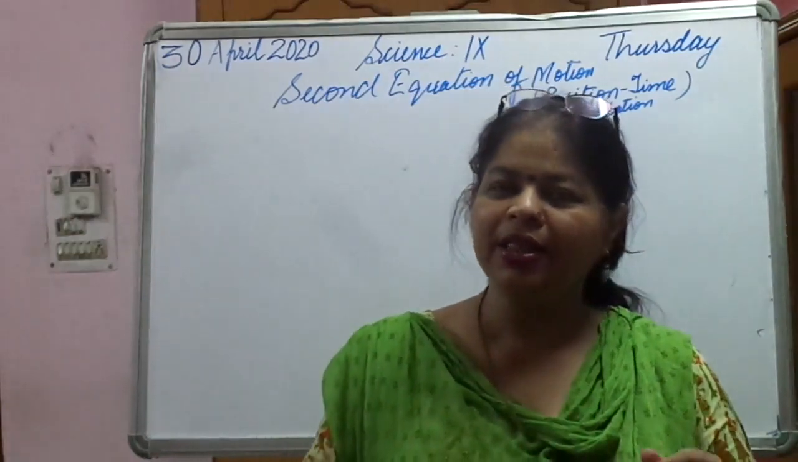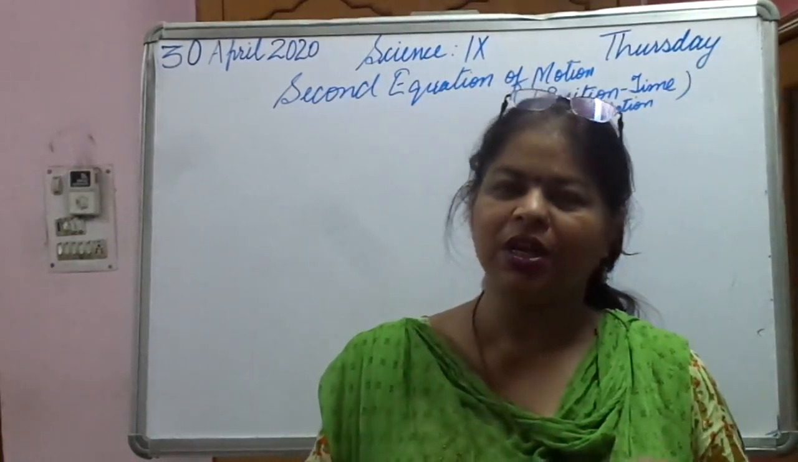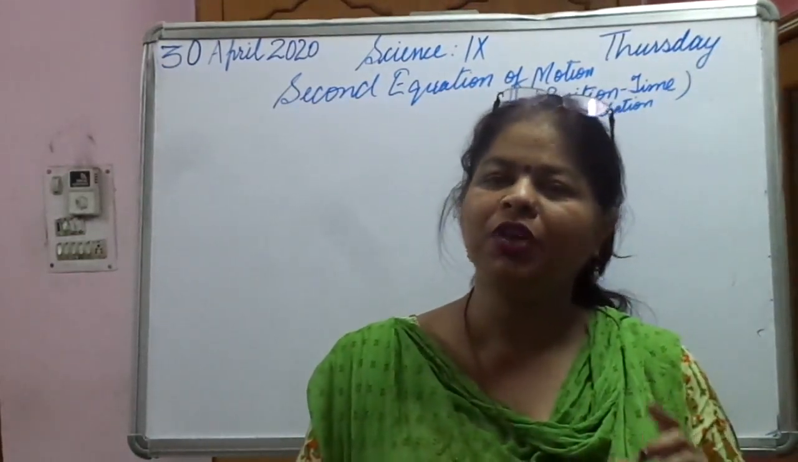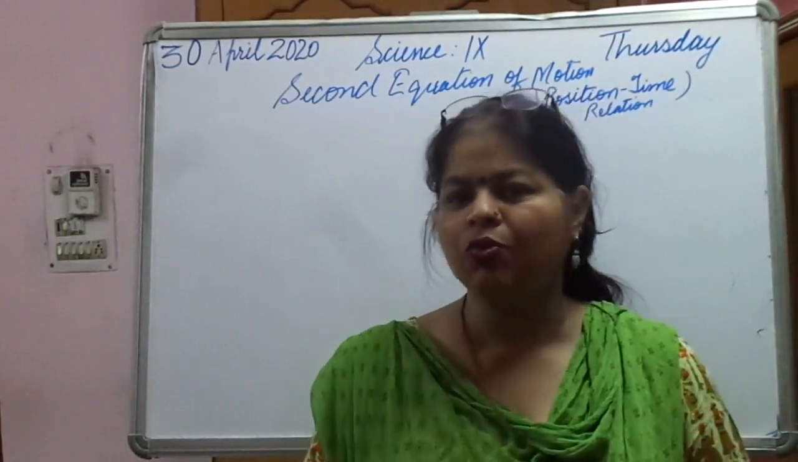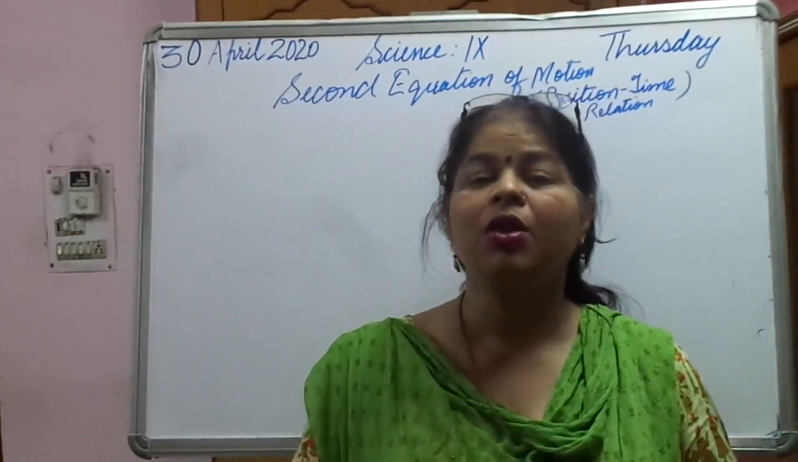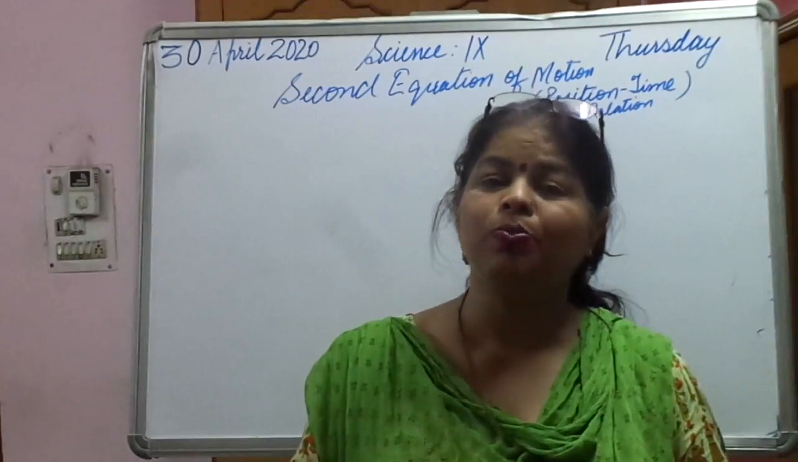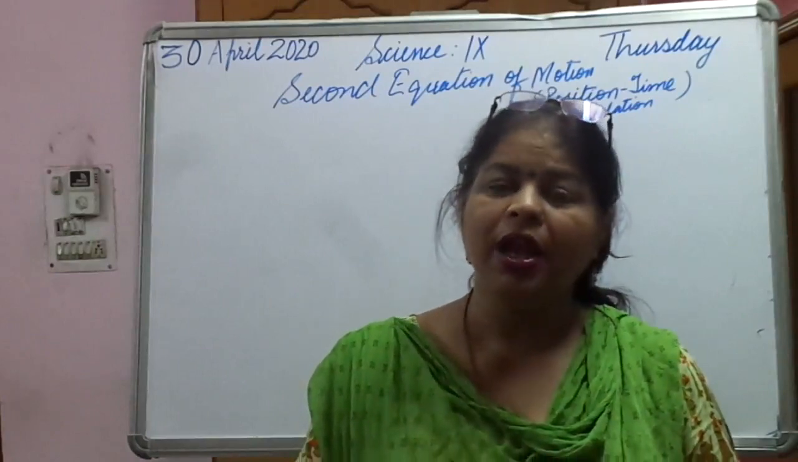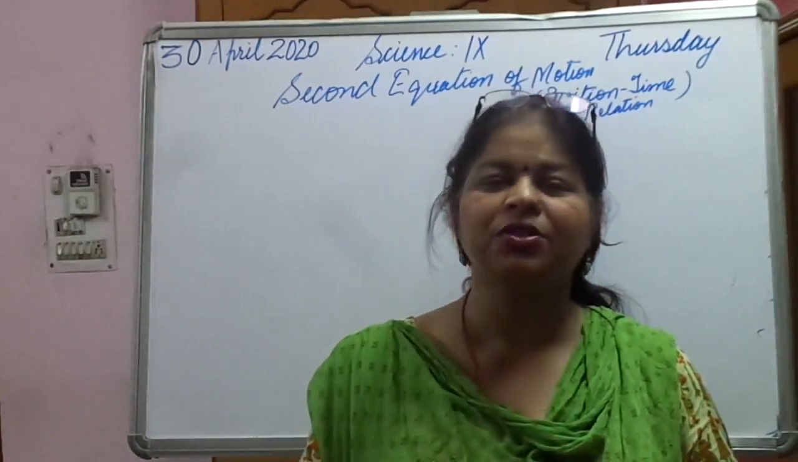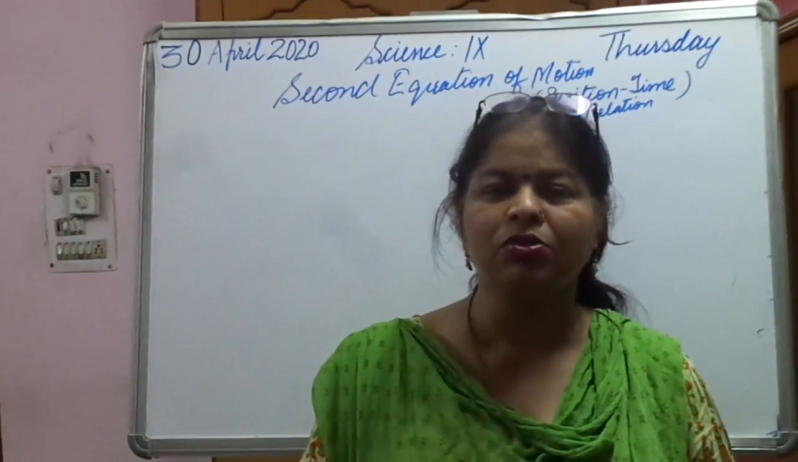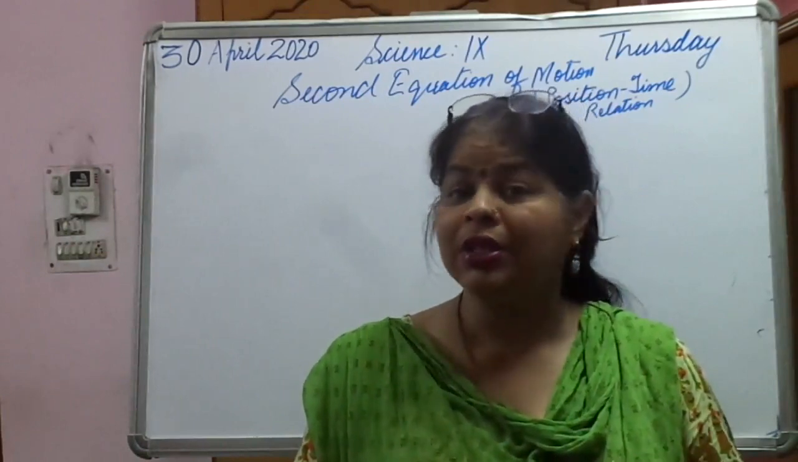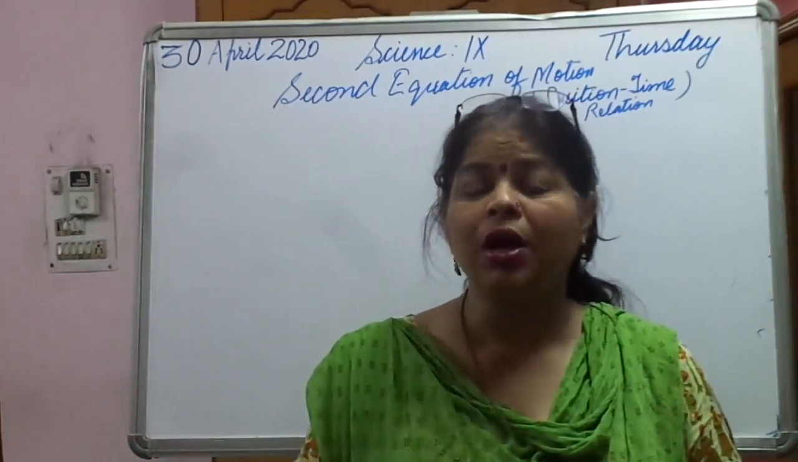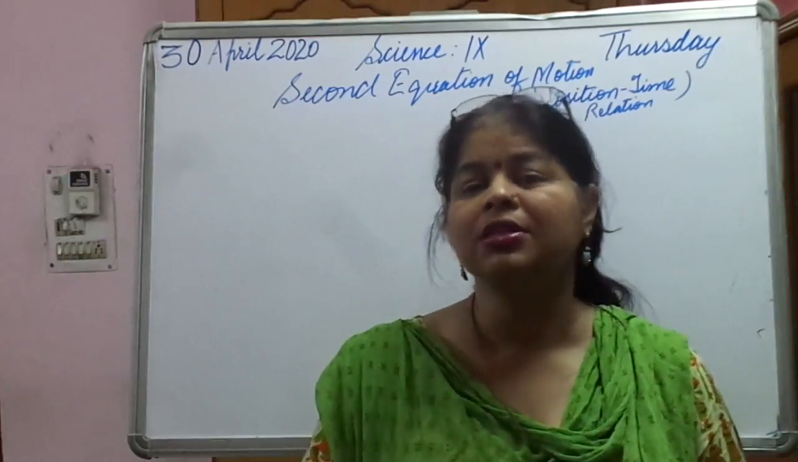Yesterday we started with the concept of graphical derivations of the equations of motion. In that series we started with the derivation of the first equation of motion. And what was that equation? It was v is equal to u plus at. Fine, and it was quite easy. I hope it is easy for you to understand also. If there are any queries, you are most welcome to discuss them with me.